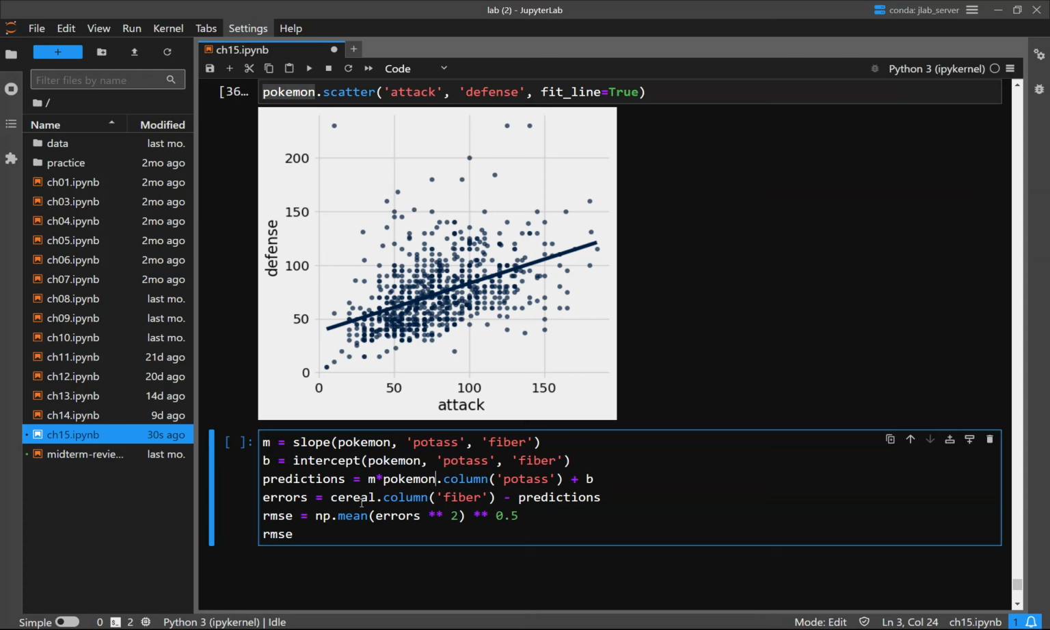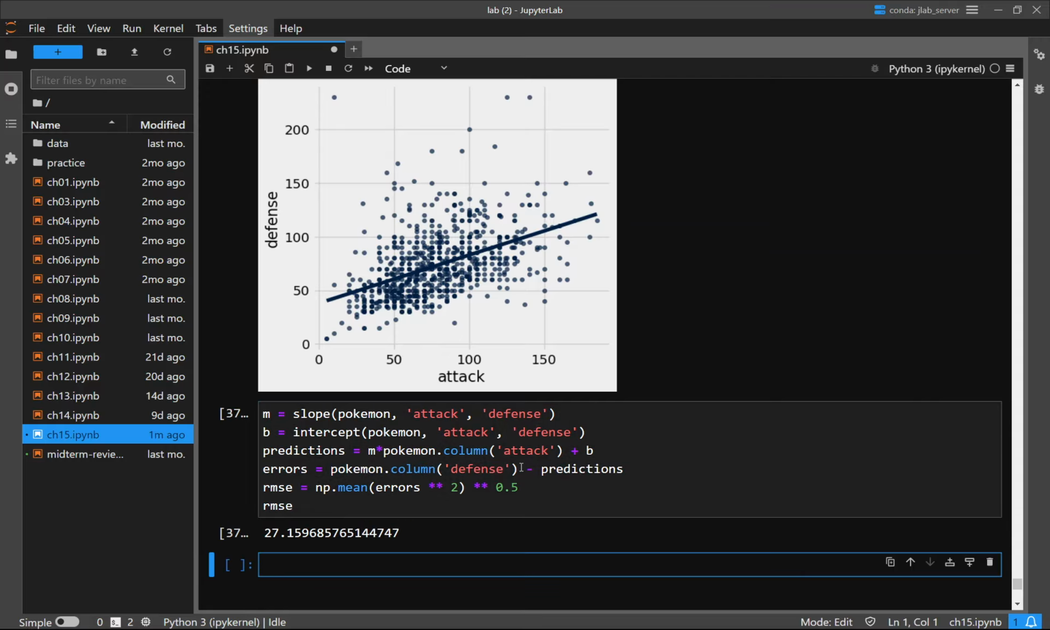And if we have that, it's going to be the Pokemon table. And it's going to be these two variables. Attack predicting defense, attack on the X. And so to create the predictions, we're going to use MX plus B. To do the errors, we're going to use the existing Y values, subtract our predicted Y values. I think I changed them all over. That looks right to me.